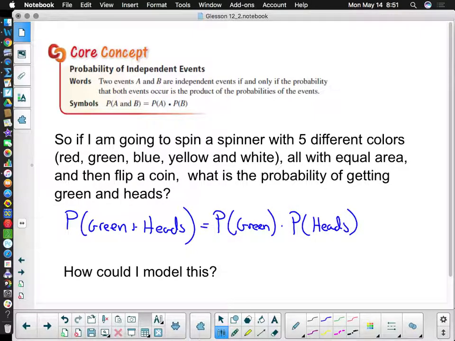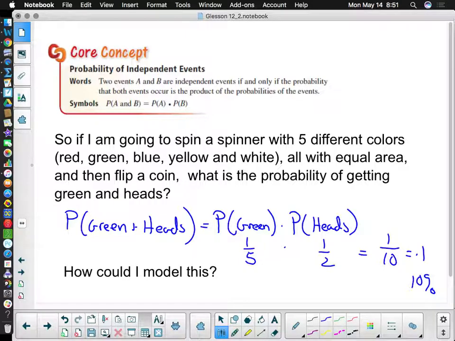Probability of green: there are 5 different colors, each with equal area. So in a fair spinner, the probability of green would be 1/5. Probability of heads is 1/2. So the probability of getting green and heads is 1/10. 1 out of 10 times, I will get that. Or if you want it as a decimal, 0.1, or as a percent, 10%.